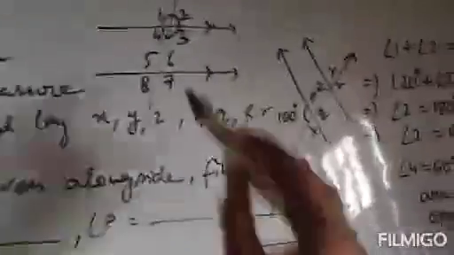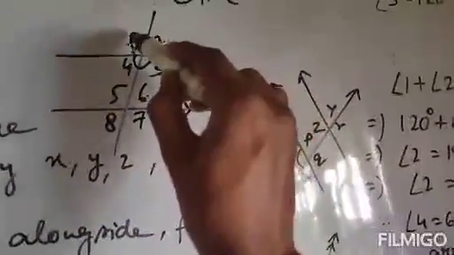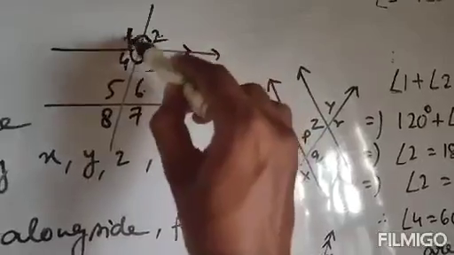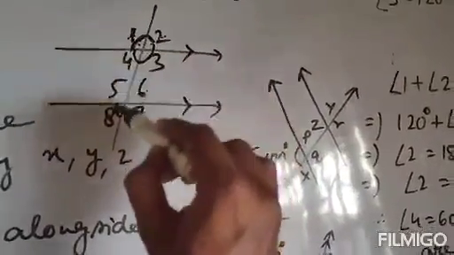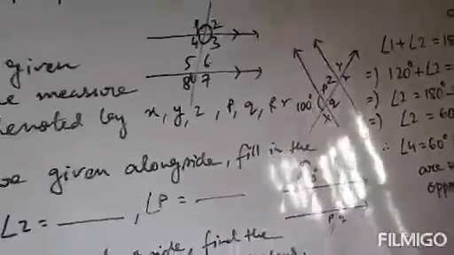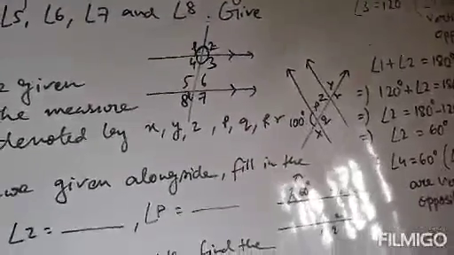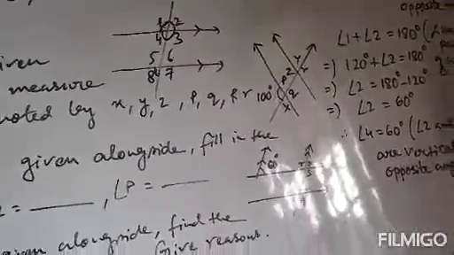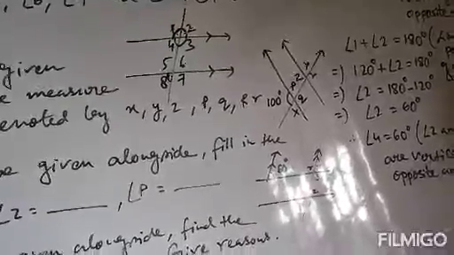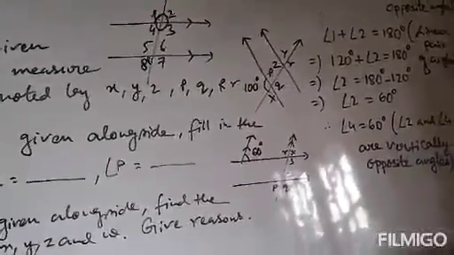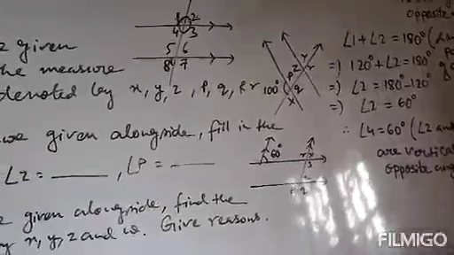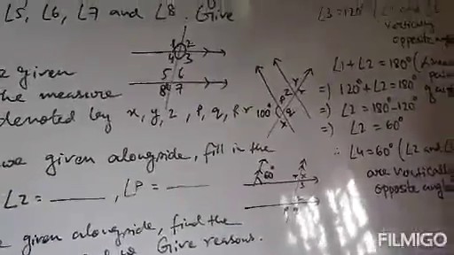So we have angle 2, angle 3 and angle 4. Next, the remaining angles are 5, 6, 7, 8. Now see, this is angle 1 and this is angle 8. Angle 1 and angle 8 are allied angles, and we know the sum of allied angles is 180 degrees.